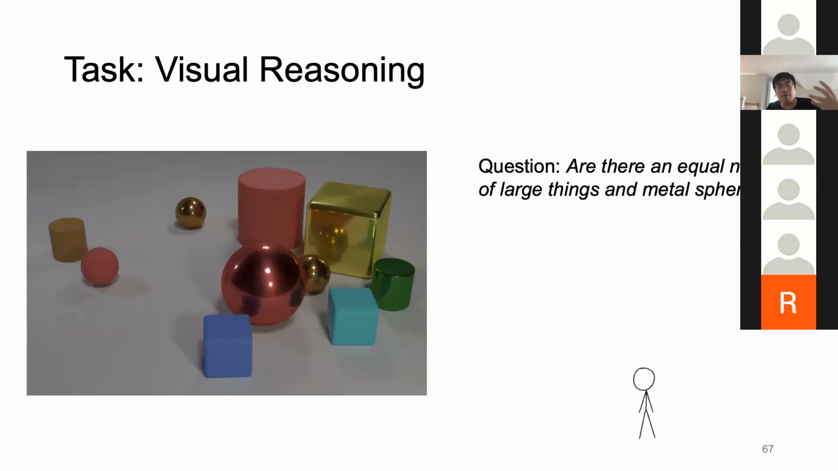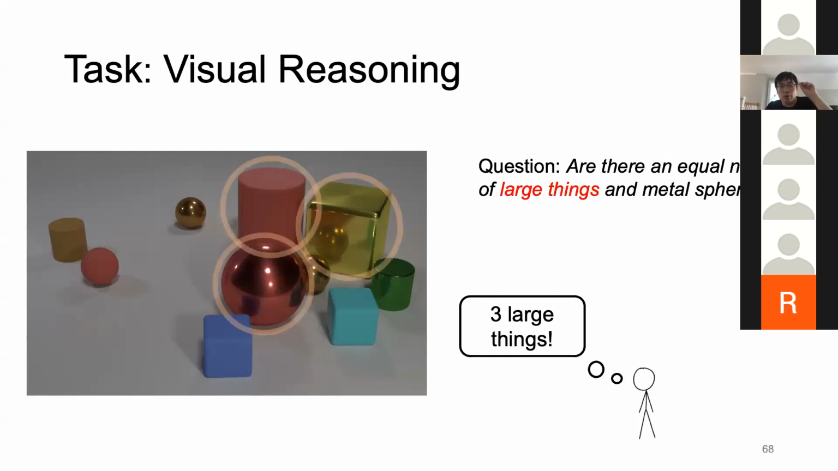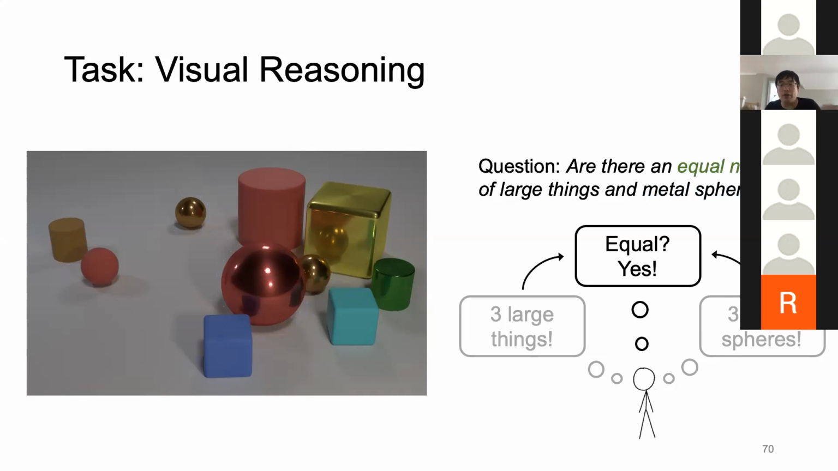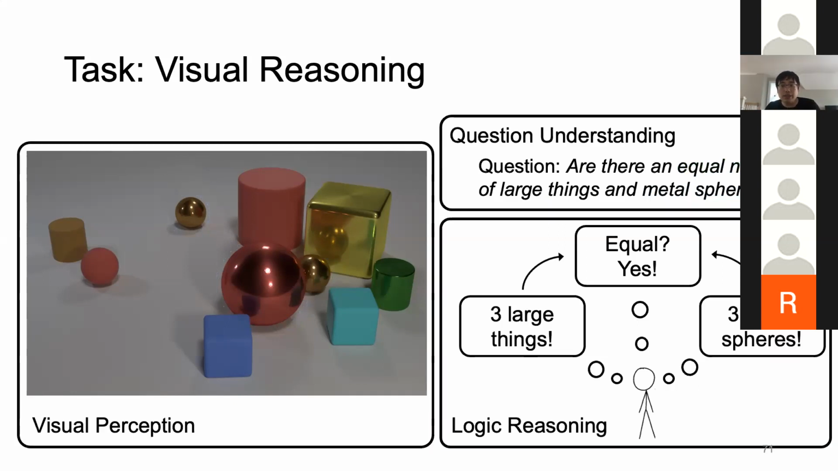First, take a look at how a human might perform this task. When a person reads the question, "Are there an equal number of large things and middle spheres?", we will first identify all the large objects from the image and count the number. Then we will perform the same operation on all the middle spheres and count. There are also 3 middle spheres. Then we compare the two numbers we counted and generate an answer. In this loop, we can see that human reasoning can be separated into 3 distinct components: first visual perception, understanding what the scene is about, then question understanding, and finally logical reasoning.